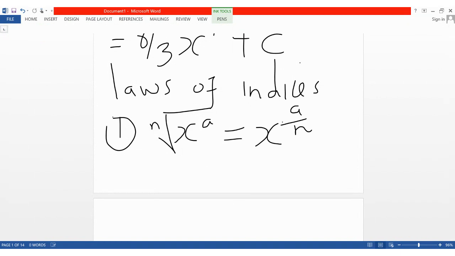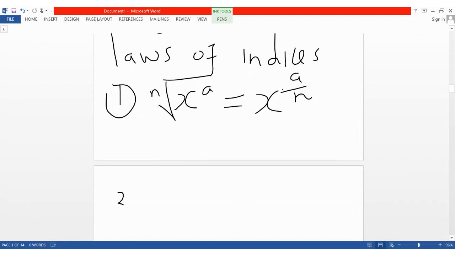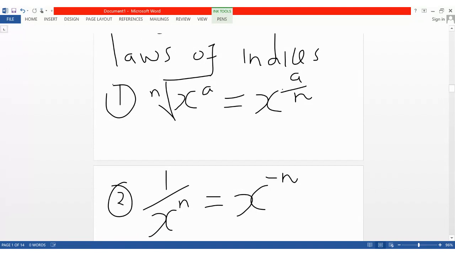I'll show an example for that. Number 2: 1 all over x raised to power n is the same as x to the negative n. So when a positive power comes up, it becomes negative. These 2 rules are important if you are to evaluate using the power rule. Remember, the power rule cannot work with a fraction on the denominator. It only works when you have it on the numerator.